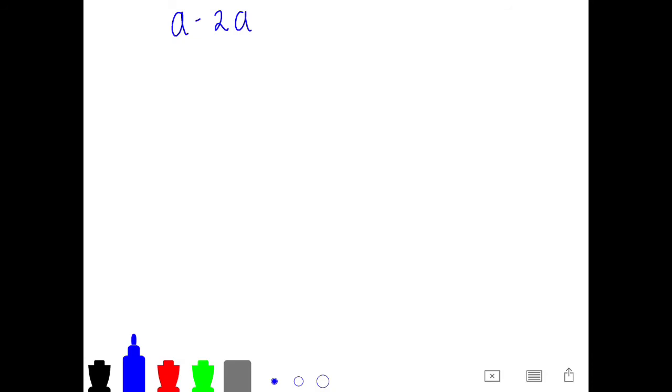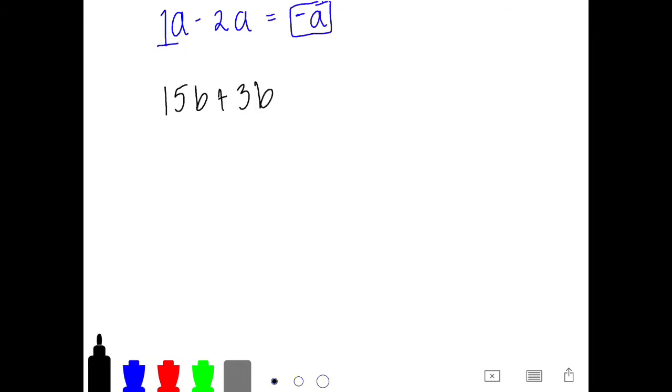For this next problem, we have a minus 2a. So whenever you see a variable alone, it basically has a 1 in front of it. So then when we combine these two terms, you get negative a. Next, we have 15b plus 3b. Both of these coefficients are being multiplied by the same variable, so therefore you just add, and you get 15b plus 3b equals 18b.